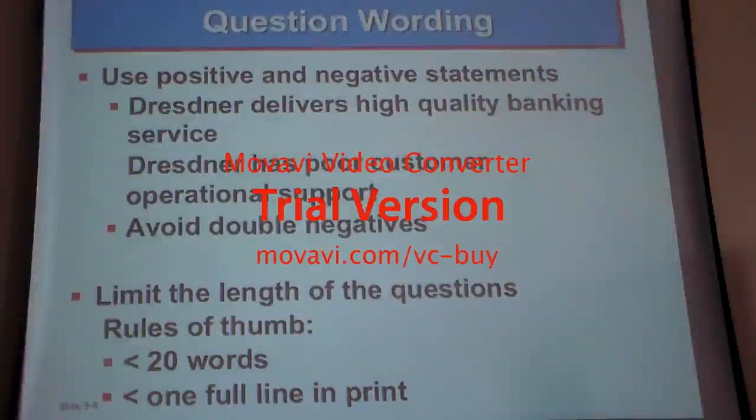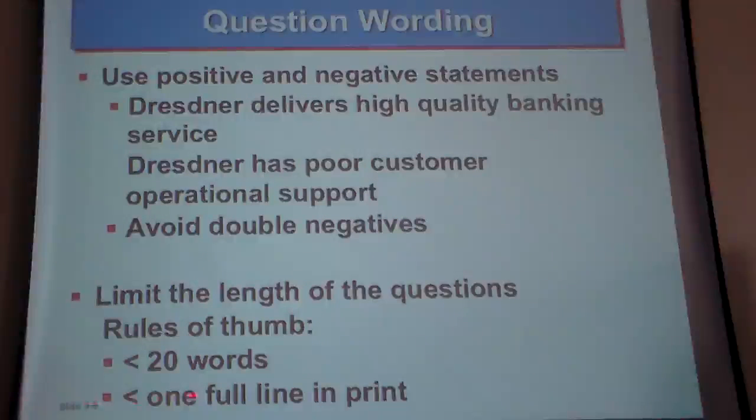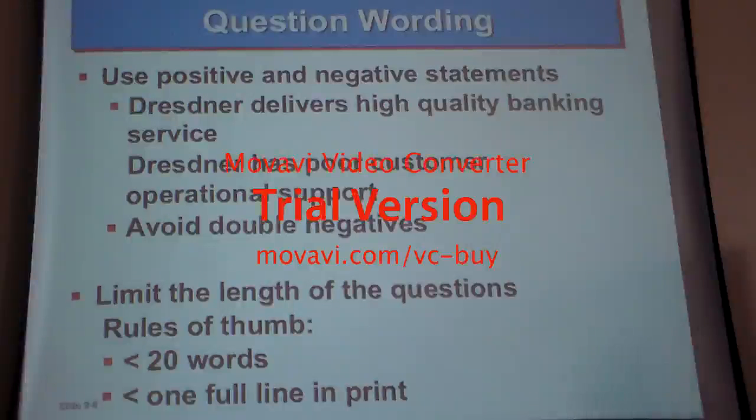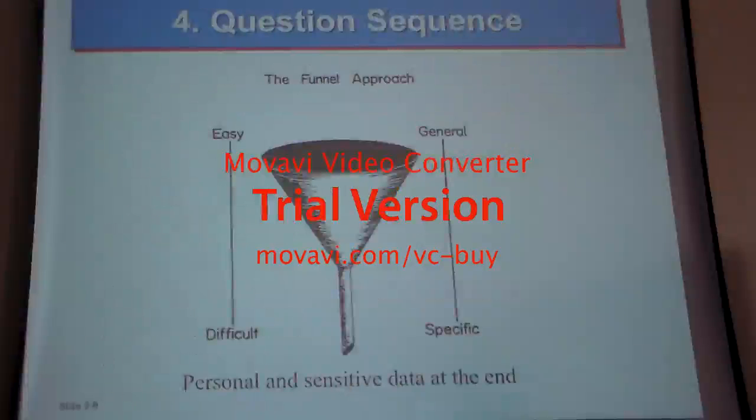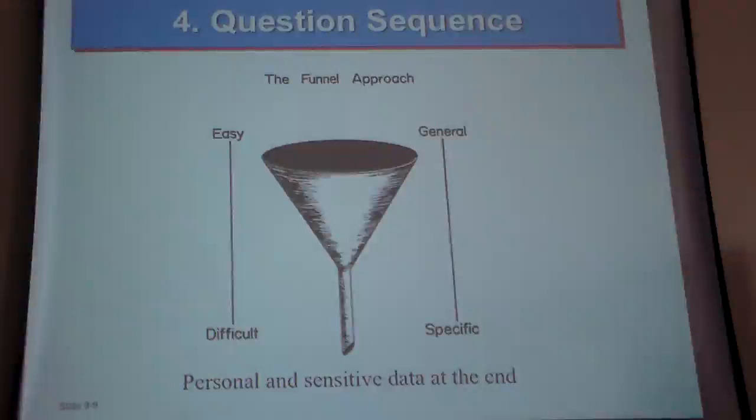Limit the length of questions. Rule of thumb, it shouldn't be more than 20 words. Only maximum 20 words. One line in print. Don't make it more than one line if it's not necessary. The sequence should be, this is the final approach. You know what's the final?